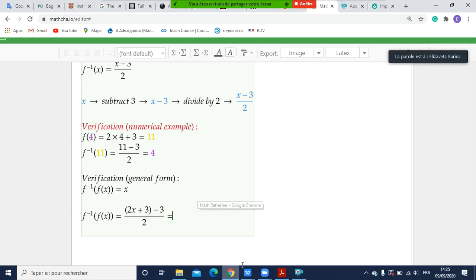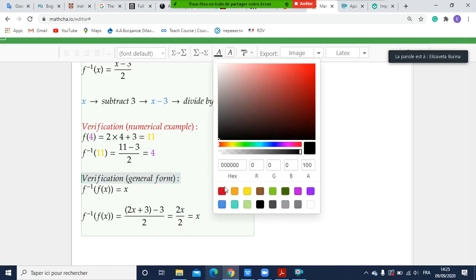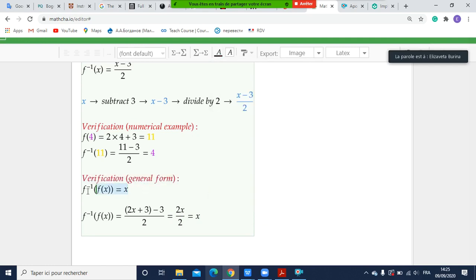And then, I can see straight away that plus 3 minus 3 will give me 0, so I end up with a fraction, 2x divided by 2. And what is it? It's just x. So that's exactly what we were expecting to get.